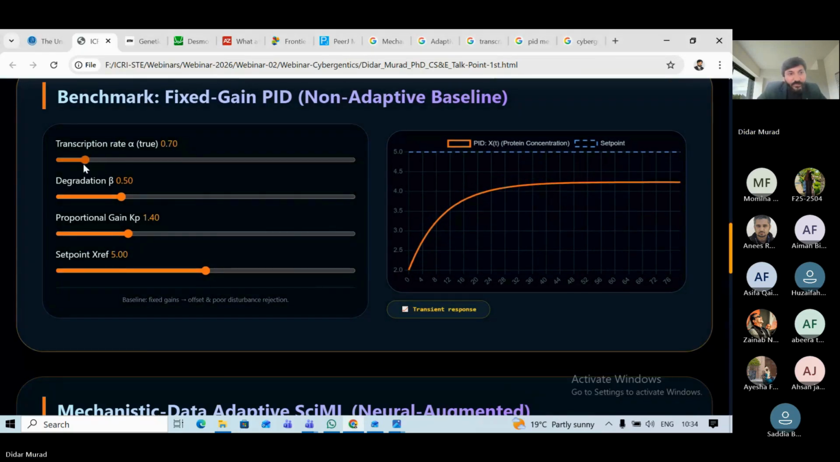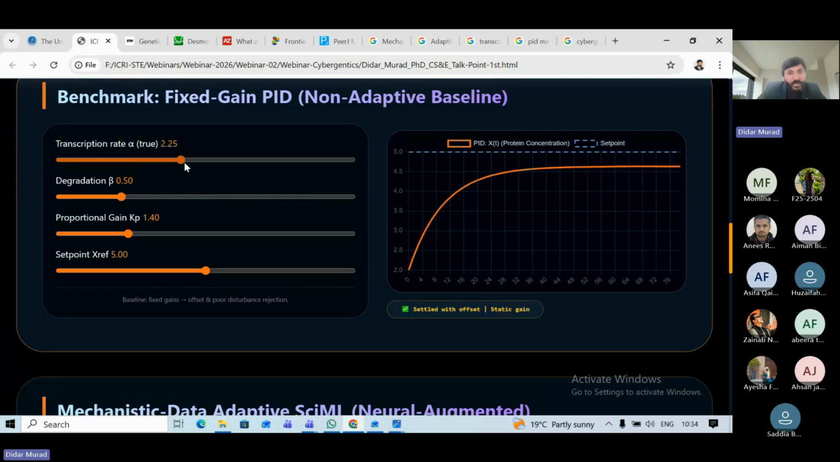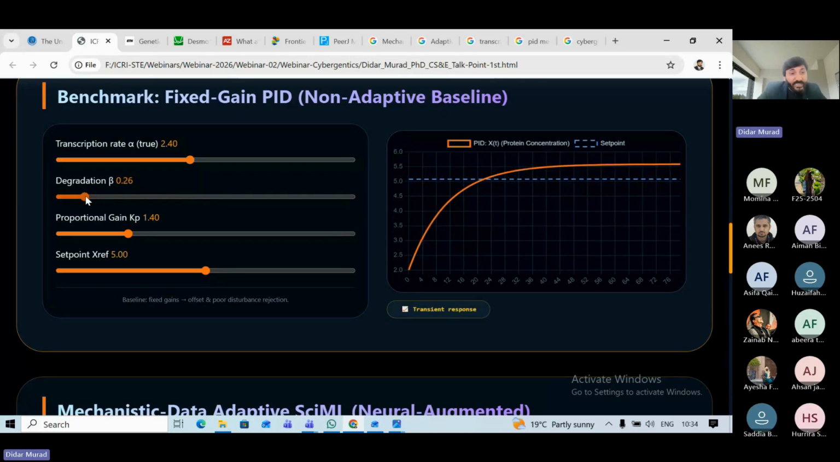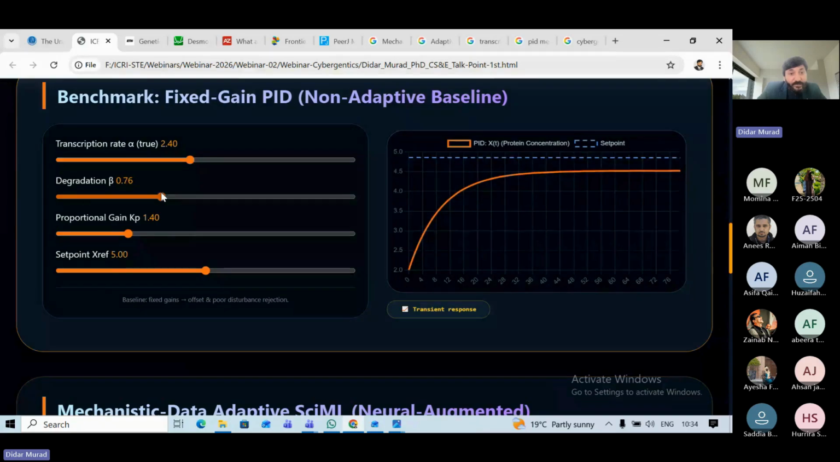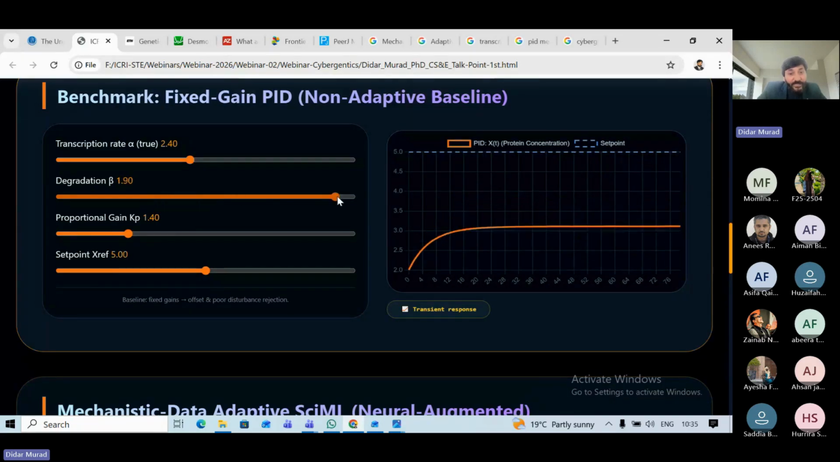Look here, this is basically the mechanistic model. It is going to increase with the help of alpha. I'm adjusting it. This is the degradation factor. Degradation means the decay factor. I want to increase the decay factor. Whenever I increase the decay factor, look here.